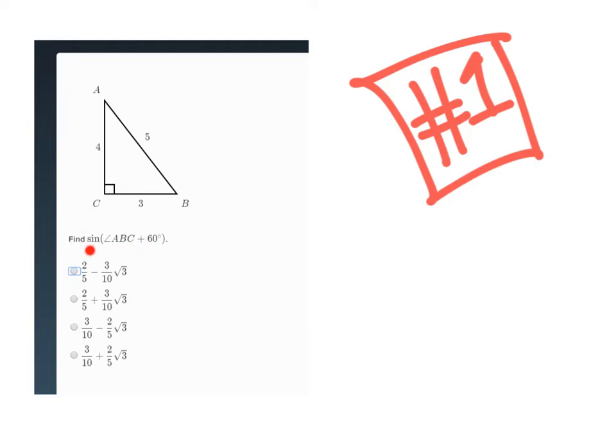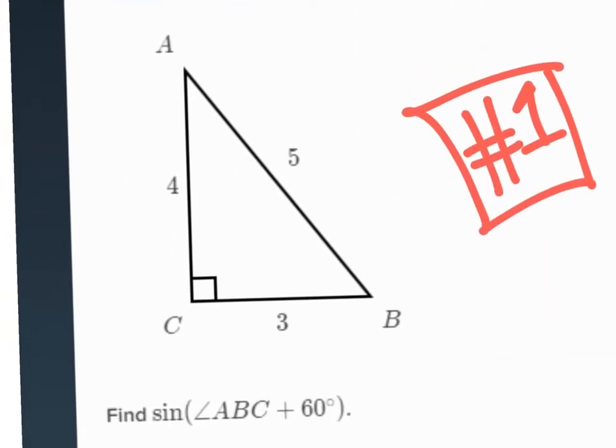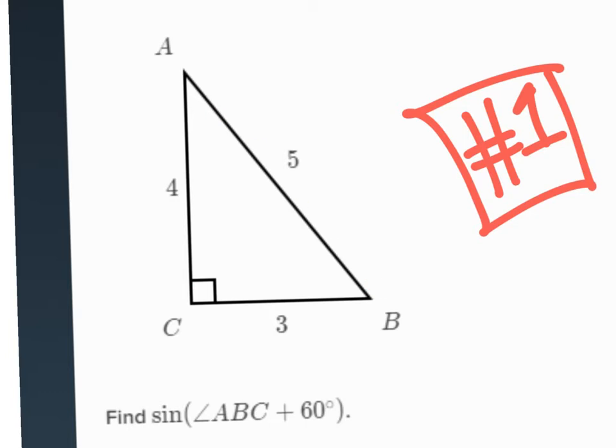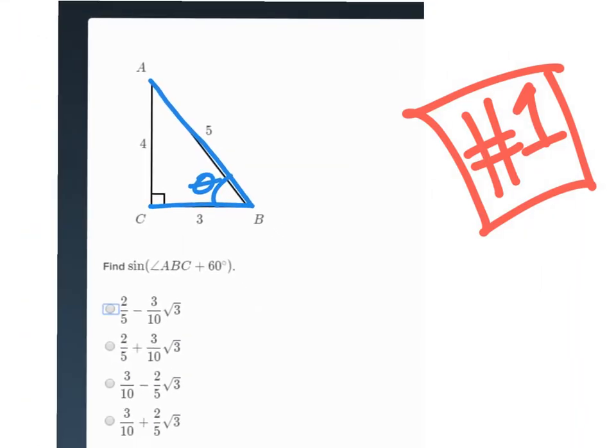And what the question asks is find the sine of, I'll zoom in here. So here is the triangle, and it says find the sine of angle ABC plus 60 degrees. So angle ABC is right here. For the sake of ease, I call that theta instead of ABC, just because it's easier to write. But notice how we have the sine of something plus something. So we're definitely going to be using the addition identity for sine. And, well, that's the question.